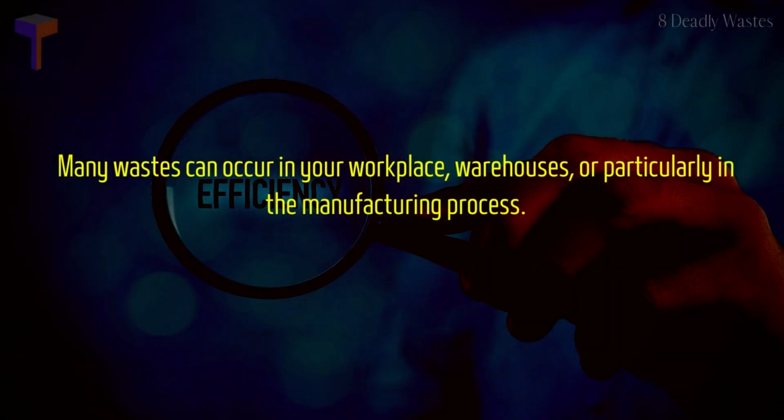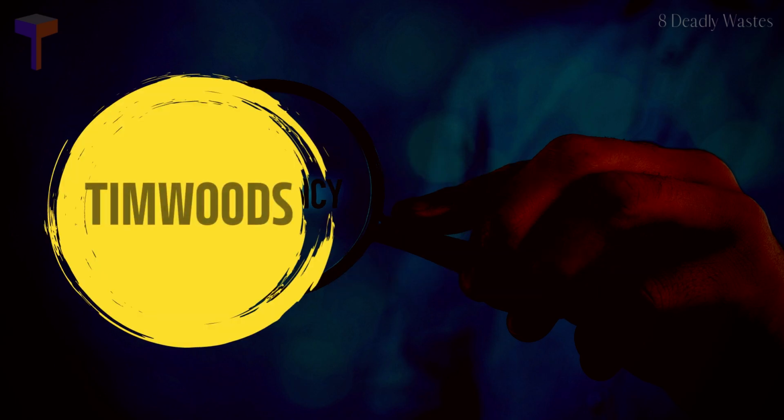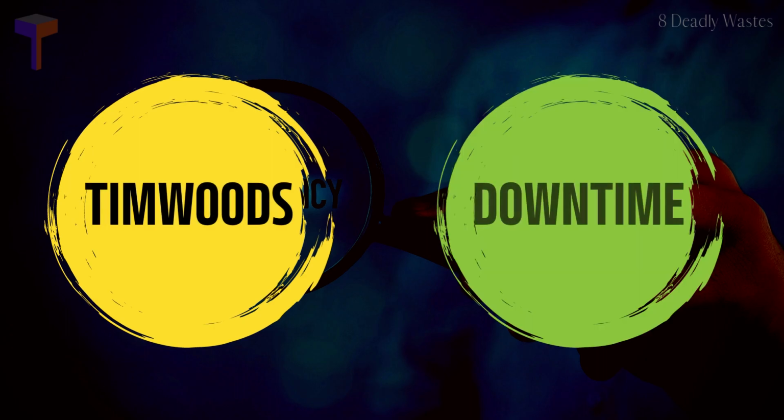Many wastes can occur in your workplace, warehouses, or particularly in the manufacturing process. There are 2 popular acronyms that are used to describe the 8 most commonly identified wastes. The first is TIMWAS and the other is DOWNTIME. The elements are essentially the same but with slightly different terminology and order.